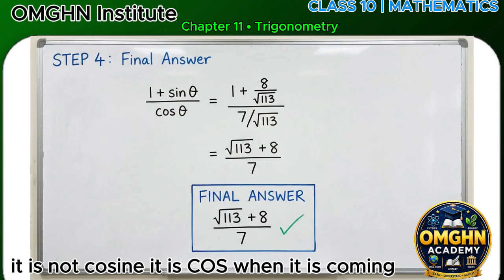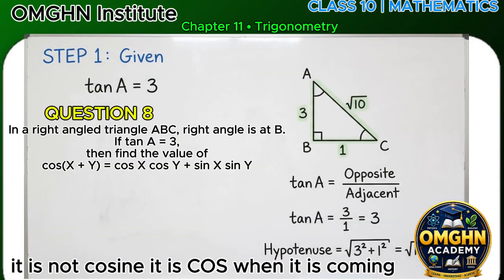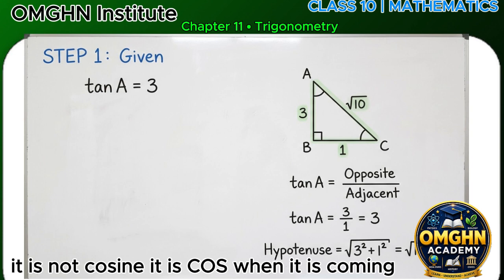Very good. We are given tan A equal to 3. We know tangent is opposite by adjacent. So we can take opposite side as 3 and adjacent side as 1. Now find the hypotenuse. By Pythagoras theorem, hypotenuse square is equal to 3 square plus 1 square. That is 9 plus 1. Therefore, hypotenuse square is 10. So the hypotenuse is root 10. Therefore, sine A is opposite by hypotenuse, so sine A is 3 by root 10. Cosine A is adjacent by hypotenuse, so cosine A is 1 by root 10.